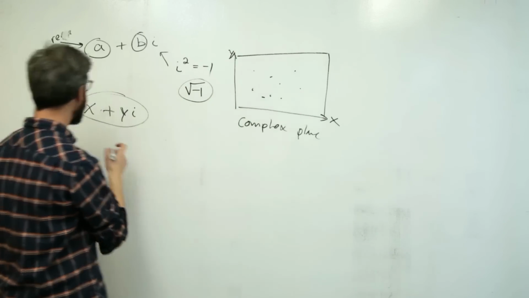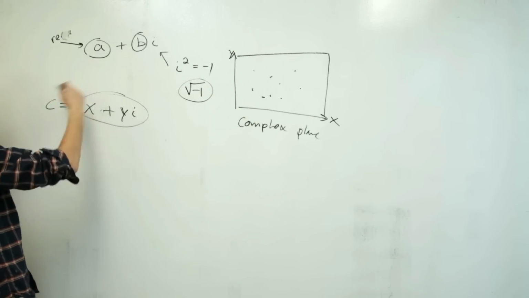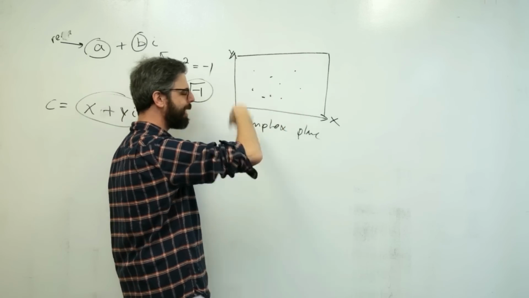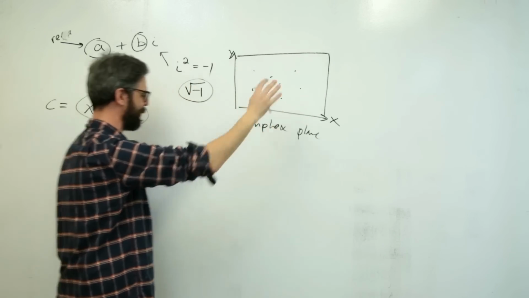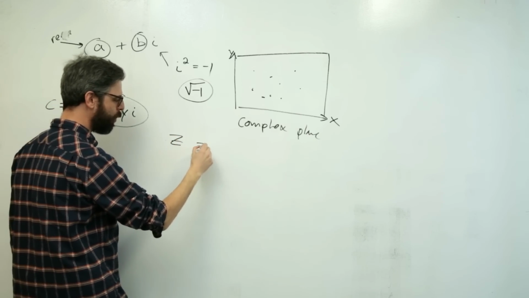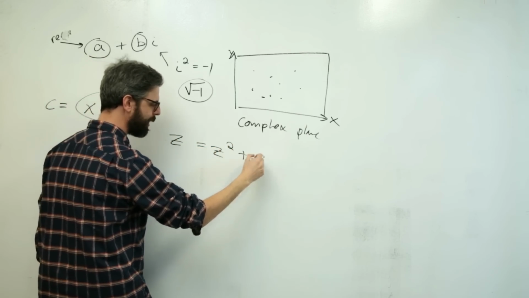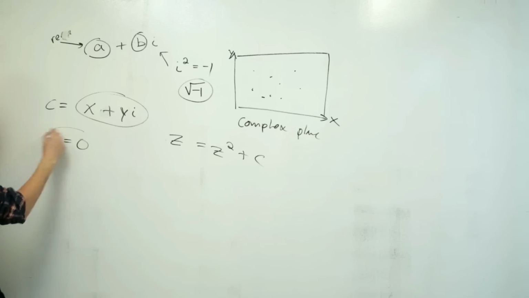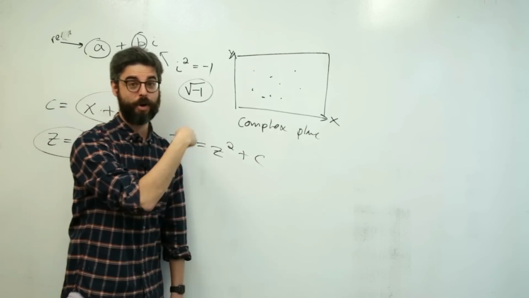The Mandelbrot set appears when you take this idea and apply it to this strange equation. Let c be all the possible x plus y times i in this plane. If we take the equation z equals z squared plus c, we're going to start with z equals 0, and we're going to do this over and over again.